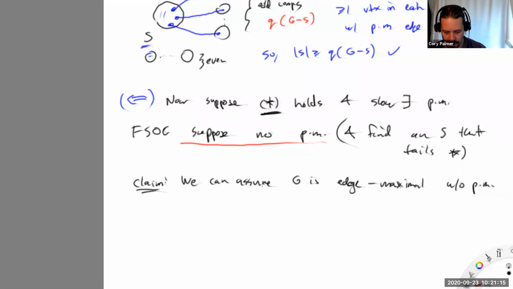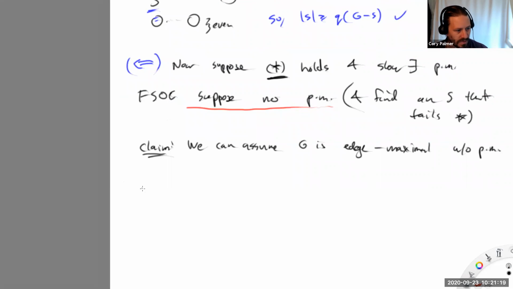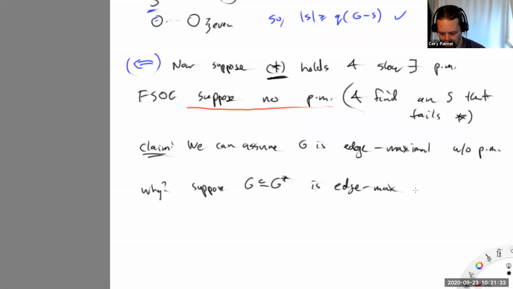Okay, so let's figure out why this is true here. Why? Well, suppose G is a subgraph of G star, and G star is edge maximal without a perfect matching. Okay. So G lives inside of G star.